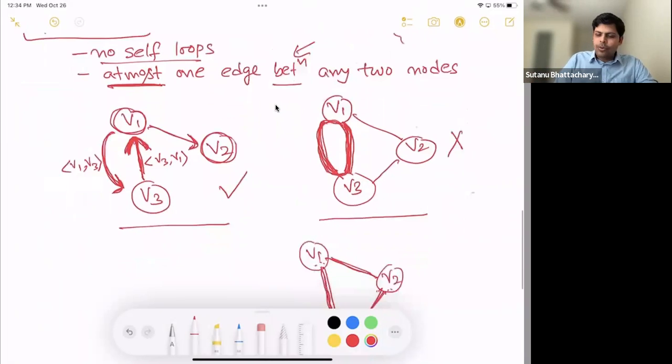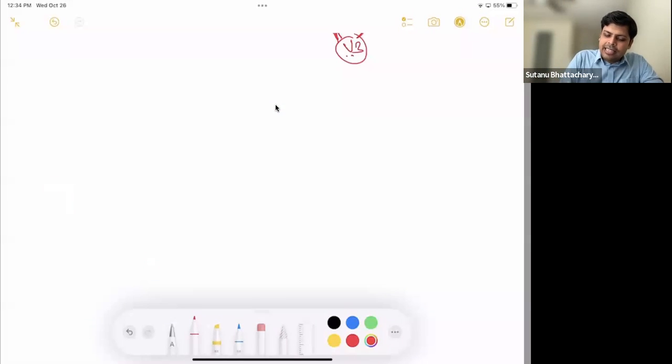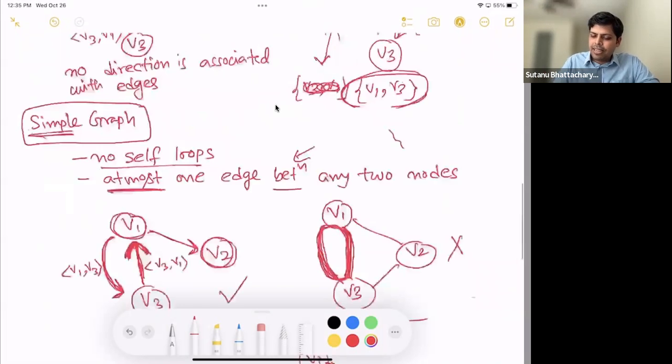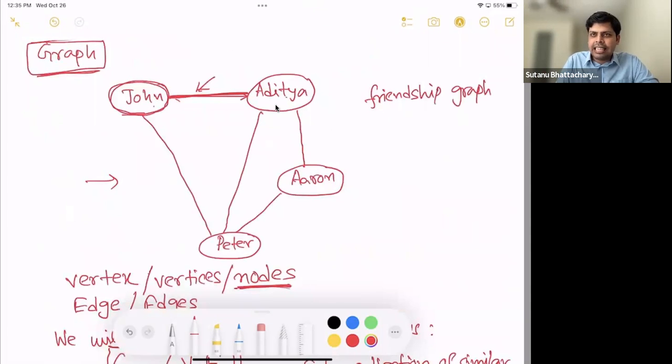Now we'll talk about degree. It is important. Degree of a vertex is nothing but the number of friends. That's the degree. So in the first example, John has two friends, Aditya and Peter. That means the degree of John would be 2. Aditya has 3 friends, John, Peter, and Aaron, so the degree of Aditya is 3. Aaron's degree is 2 because he has 2 friends. Peter has 3 friends.